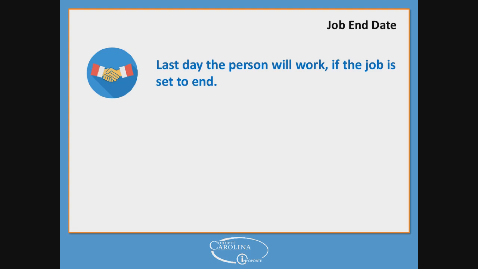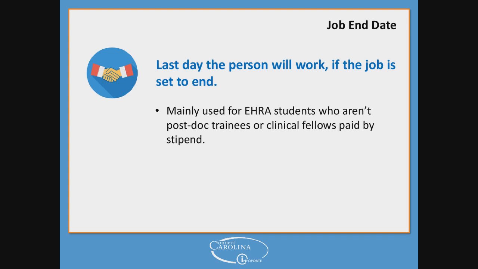Okay, so let's talk about job end date first. Just as it sounds, it's the date a job is set to end. And it's specifically the last day the person will work if the job is set to end. So not all jobs have end dates. Job end dates are mainly used for EHRA students who are not postdoc trainees or clinical fellows paid by stipend. Job end dates are not used for faculty members. By that I mean a faculty member could have a job end date set for them, but the system doesn't use that date when it's calculating salary projections. So that's a key thing we'll mention.